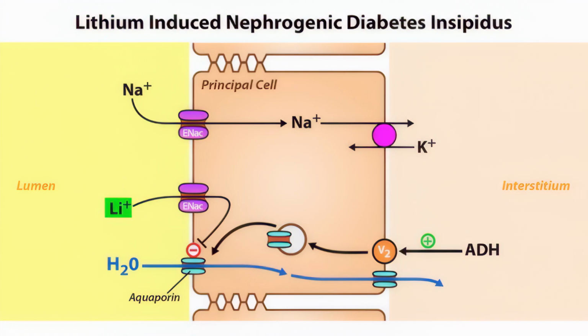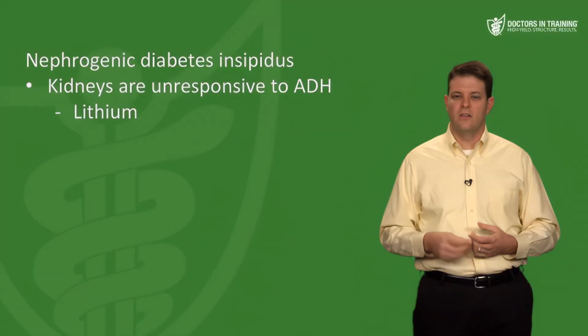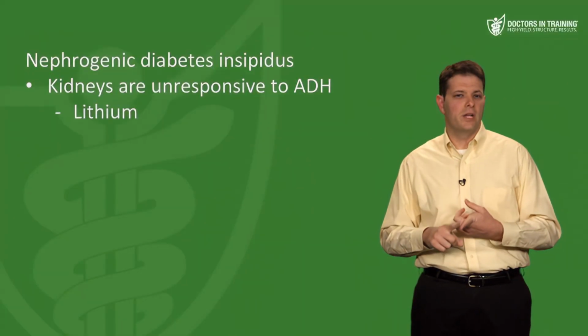Lithium is one thing. We've seen this diagram elsewhere, and it keeps coming back to haunt us. This is the mechanism by which lithium causes diabetes insipidus, and it's worth knowing. Remember, ADH causes the principal cell in the collecting tubule to insert these aquaporin water channels into the luminal side of the cell so that water will be reabsorbed. But lithium interferes with that process.